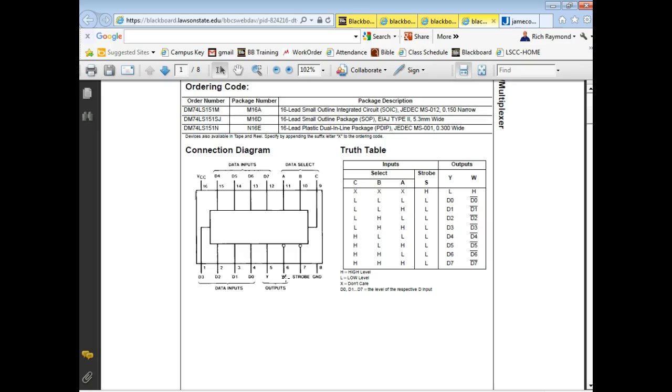Y'all understand that? So when I come up here and put, if strobe is high, then your ABC pins mean what? That means nothing, because the chip is not selected, right? So the Y output would go low and the W output would go high. If I bring the strobe low and I put lows on my ABC inputs, then D0 is going to be routed to the Y output or the W output. It's just that the W output would be inverted. Y'all understand that? Yes or no? Why don't you understand?